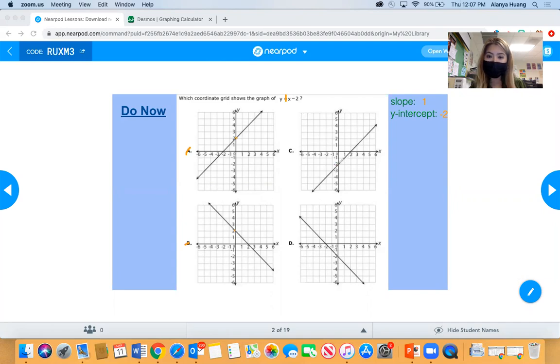C has a y-intercept of -2, and it has a positive slope. So it can very well be C, but let's make sure by eliminating D. D has a y-intercept of -2, but it has a negative slope. So our answer is C.